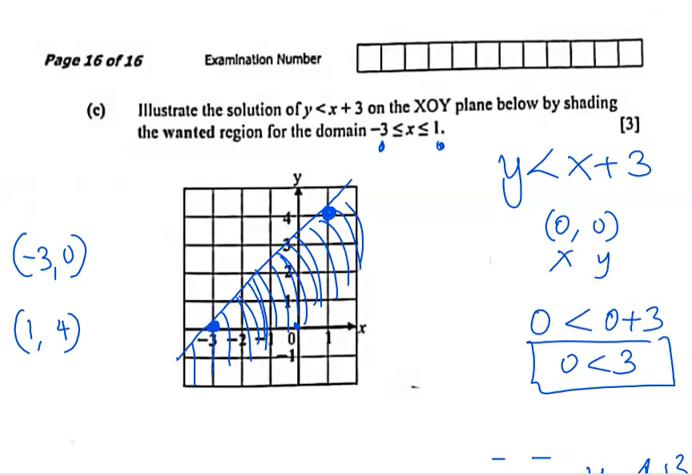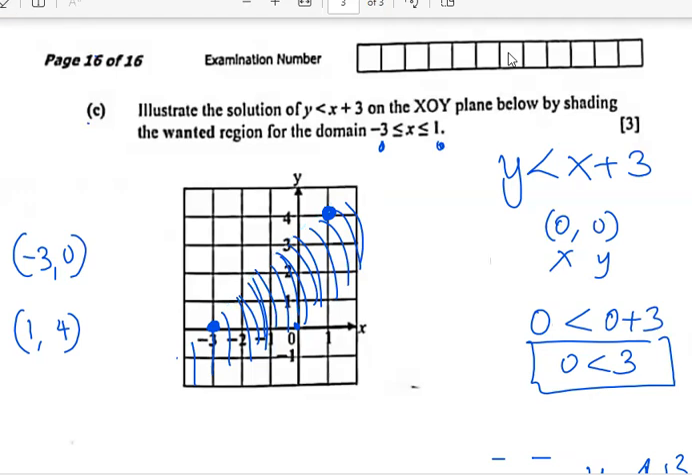But the other thing that I want you to take note of, please take note of that line. The line that we drew here is supposed to be a dotted line, because what we have there is just a less than, not less than or equal to. So this line here is supposed to be a dotted line. I hope you get that one.